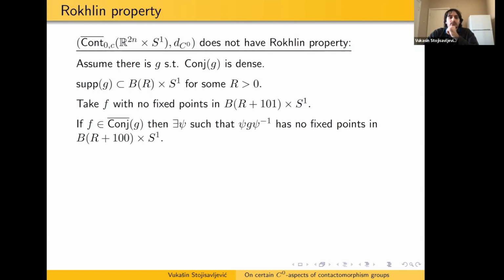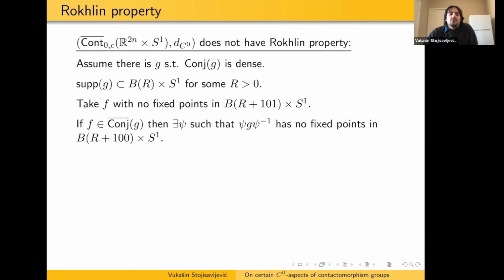Now the claim is, if F was actually in the closure, then if you take a sufficiently close conjugate of G, this map also moves everything in a slightly smaller ball. So a ball of radius, let's say, r plus 100.